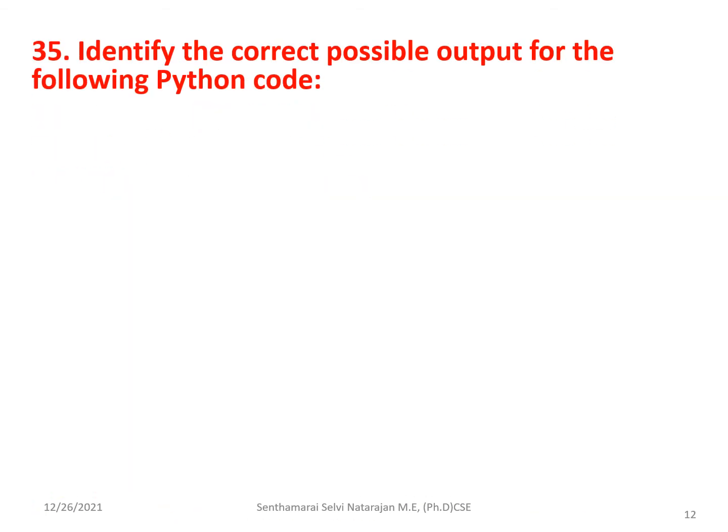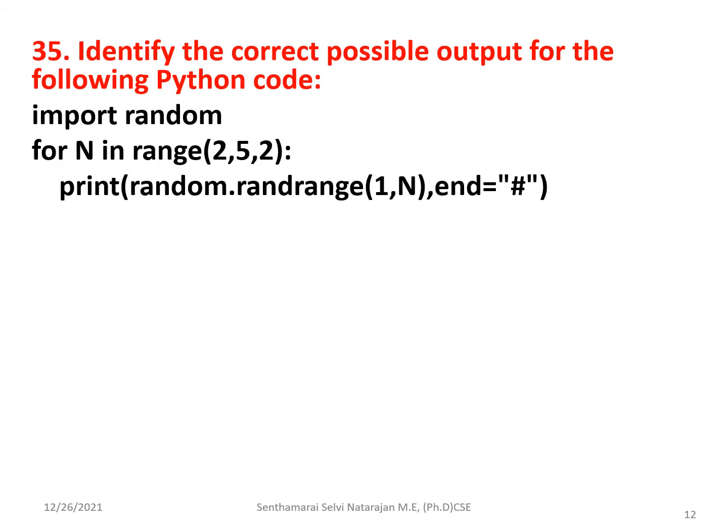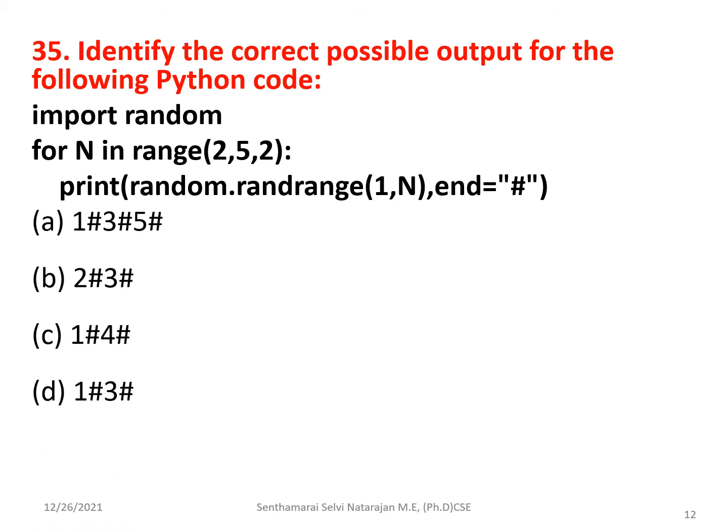Moving to the next question, 35th question, they are asking to get the possible output for the Python code. You see here, how can you identify the answer? Since it is a random function, when you are running, it will be giving some different answers, but there is no change in the value of printing. Here you see random range function, the value is starting from 1. So you can guess that B is the wrong answer. So 1 started means here you are having 3 options, A, C and then D.